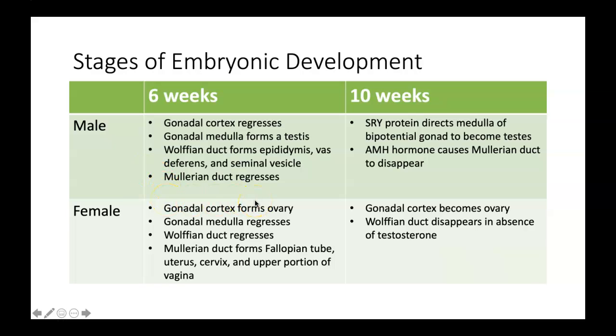And then whenever you look over to the 10 weeks stage of development, in the male embryo, the SRY protein will direct the medulla of bipotential gonad to become testes. And the AMH, or anti-Mullerian hormone, causes the Mullerian duct to disappear in the male embryo. And then in the female embryo, the gonadal cortex will become the ovary, and the Wolffian duct disappears in the absence of testosterone.